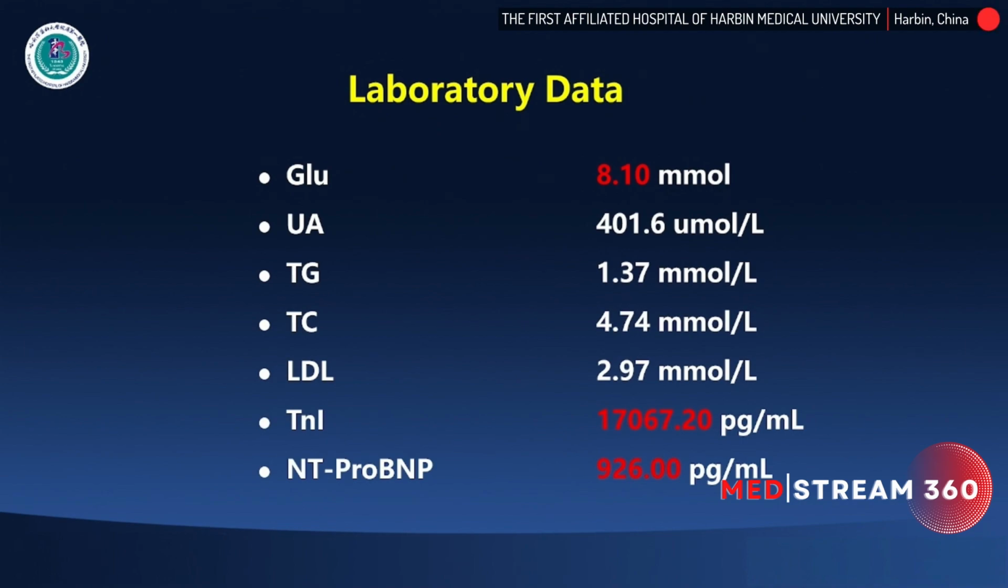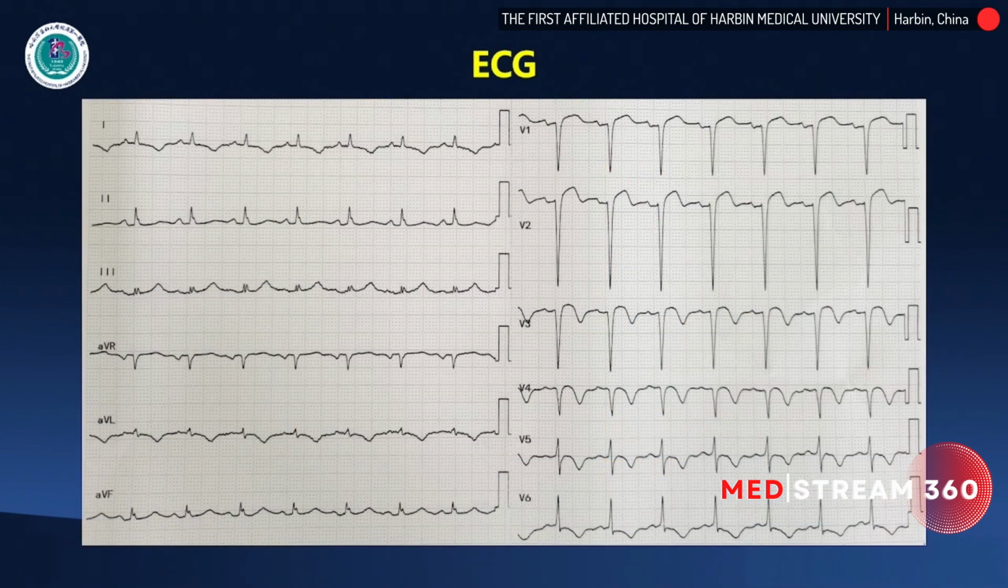And troponin I this time is very high. The ECG shows elevated ST segment in leads V1 to V3, depressed ST segment in leads I, aVL, and V5, V6. And you can see negative T wave in leads I, aVL, and from V3 to V6.